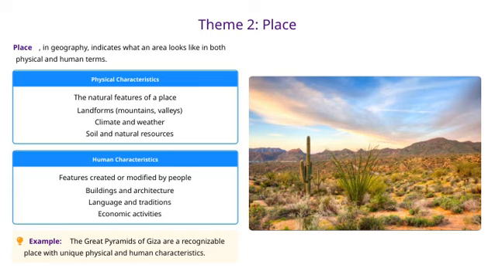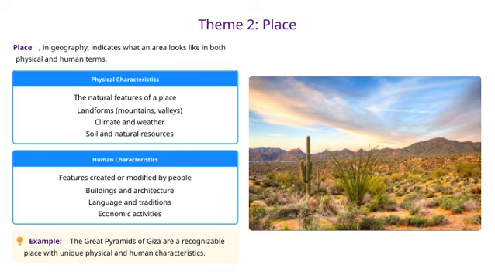Today, we're going to explore the concept of place in geography. When we talk about a place, we're referring to what an area looks like, both in physical and human terms. Let's start with physical characteristics. These are the natural features that define a place, such as landforms like mountains and valleys, as well as the climate and weather patterns that the area experiences.